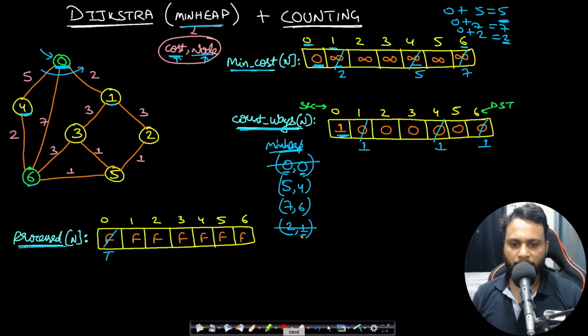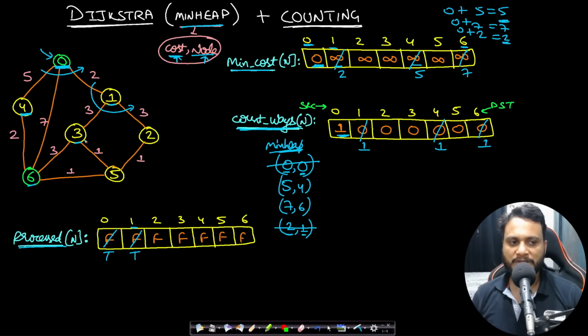Now for this node, you first check if 1 is already processed. Not processed, so mark it as processed. Okay, now check the adjacency list of 1. It will have 0, 3 and 2. If you try to process this 0, it will not get processed because it is already processed. So don't do anything with the processed nodes.